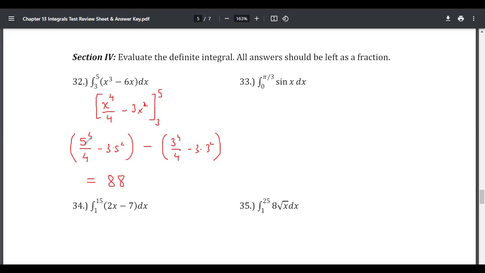I think I did this wrong. I did 4 minus 3.5. Is it 3.5 squared or just regular 3.5? Oh, no, it's 3 times 5 squared. Remember, it was 3x squared, wasn't it? Right. So 5 to the fourth over 4 minus 3 times 5 squared. All right, so let me see this one. 5 times 5 equals 25, times 3 equals 75.